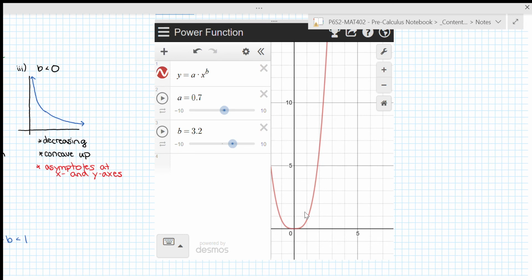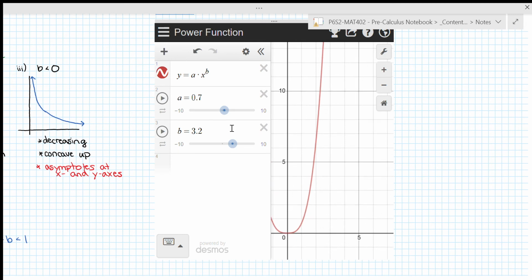If b is a large number, when I zoom in here, it's that concave up, increasing at an increasing rate. As soon as I get b at 1, then it's just a linear function. Now I'm just y equals a times x to the 1, which is just x. So it's just this linear function that happens to go through the origin.